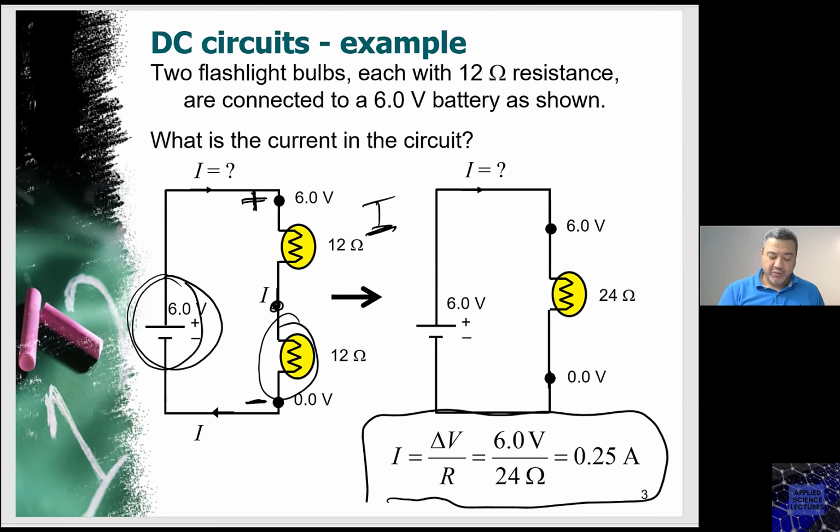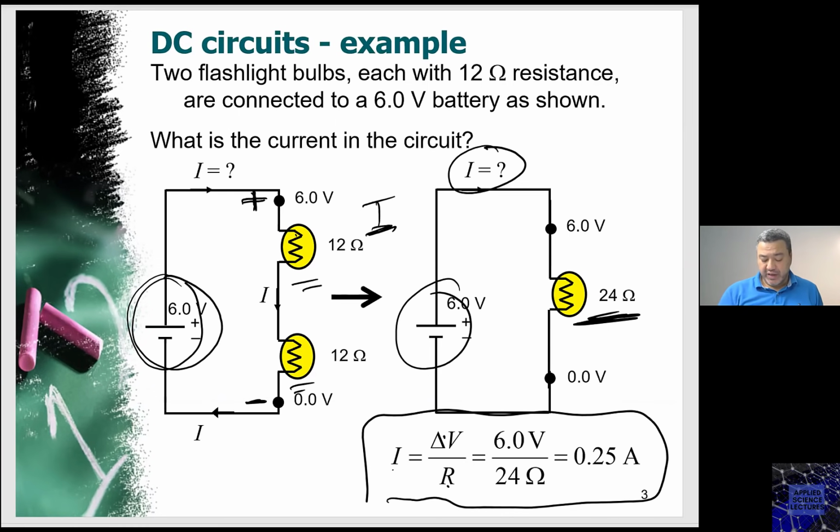In this case, I will have to find the equivalent resistance of those two light bulbs. Those are in series, and in series resistors are added, so 24 ohms is the equivalent resistance for those two light bulbs. And if I want to calculate the current, I know the potential difference across this 24 ohms, so in this case I equals delta V over R.